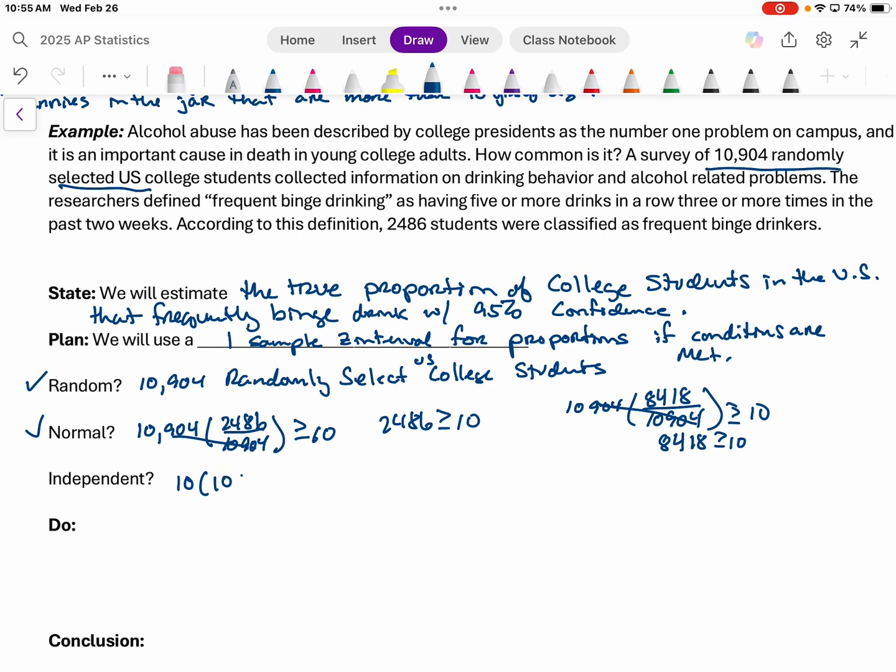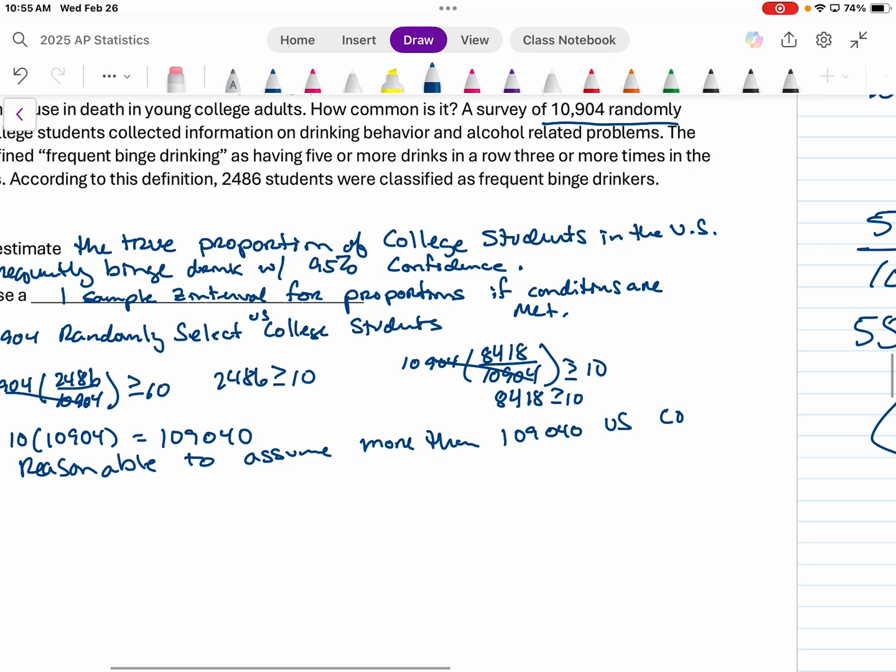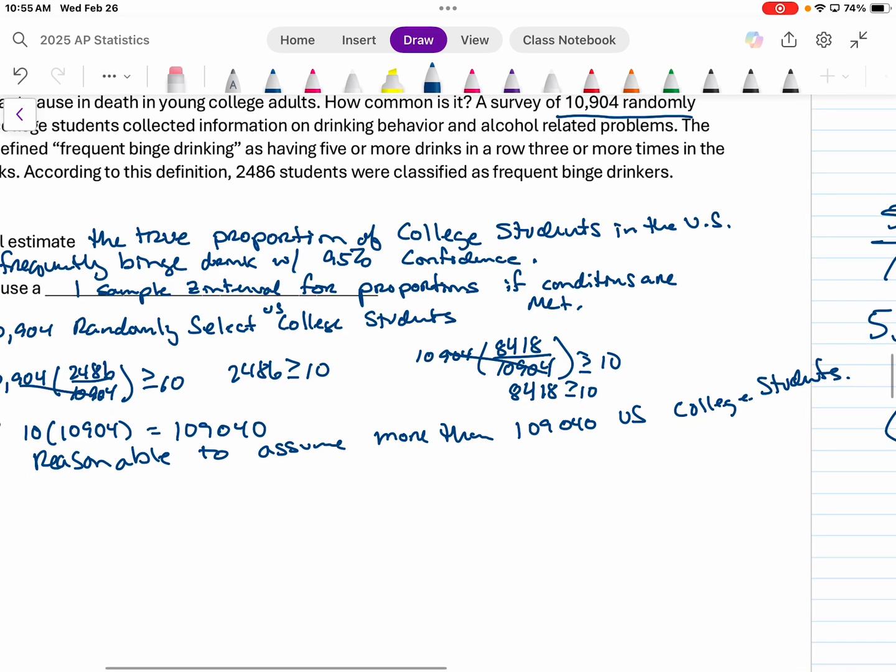10 times 10,904 is 109,040. It's reasonable to assume more than 109,040 U.S. college students. That's reasonable to say, right?